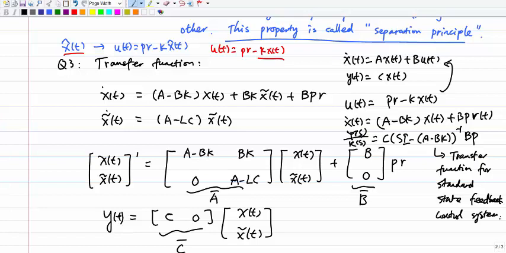Now let's take a look at what if I use the estimated state. Does that affect my transfer function? If yes, what is the new transfer function? To understand that, we just write it out.